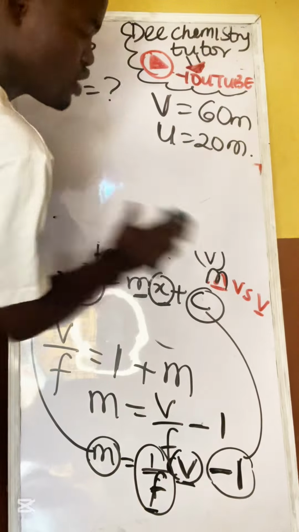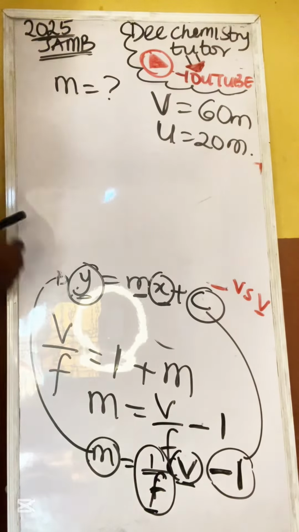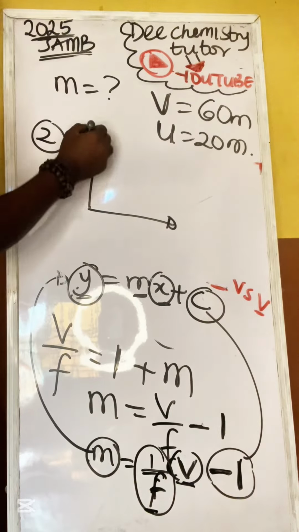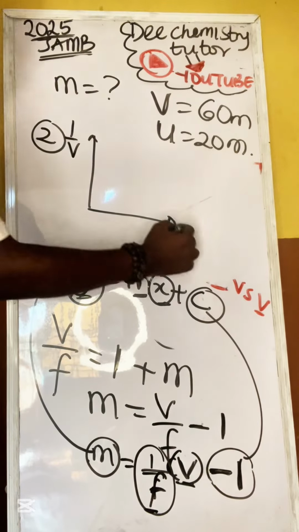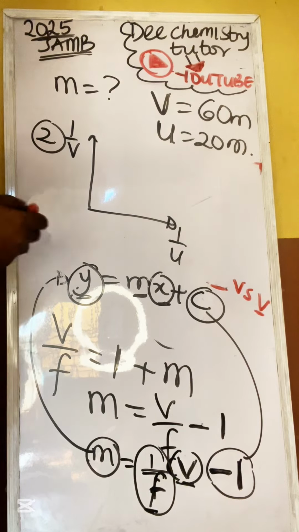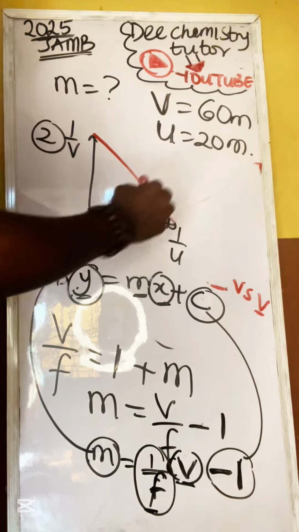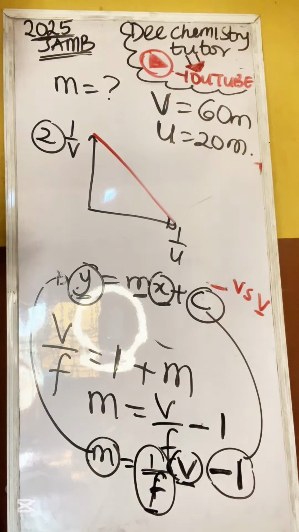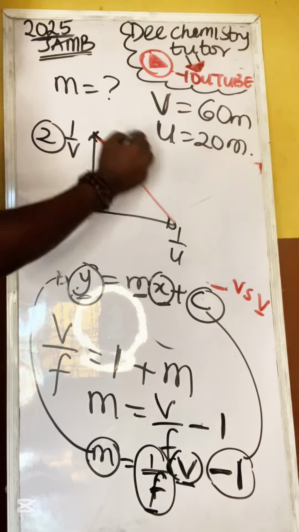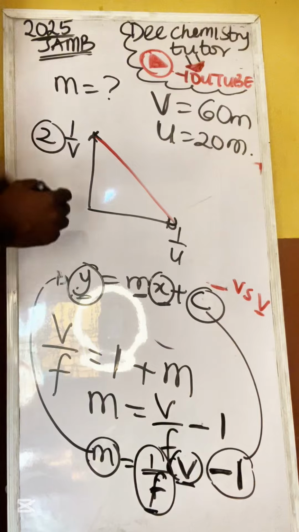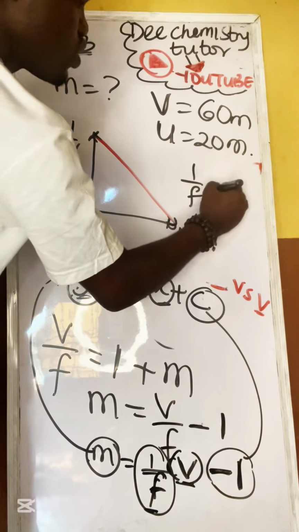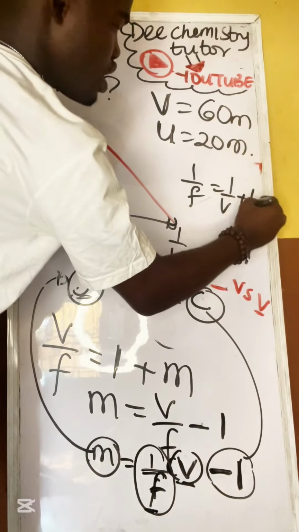So now, another one that you should know, there are two graphs you should know. The second one is when you plot 1 over V against 1 over U. It will come like this. It will be a negative graph. Please take note of this. So this is the way it's going to be when you plot it, because from here 1 over F equals 1 over V plus 1 over U.